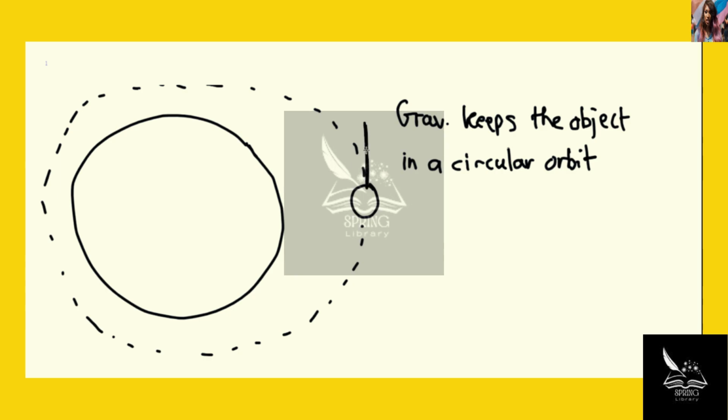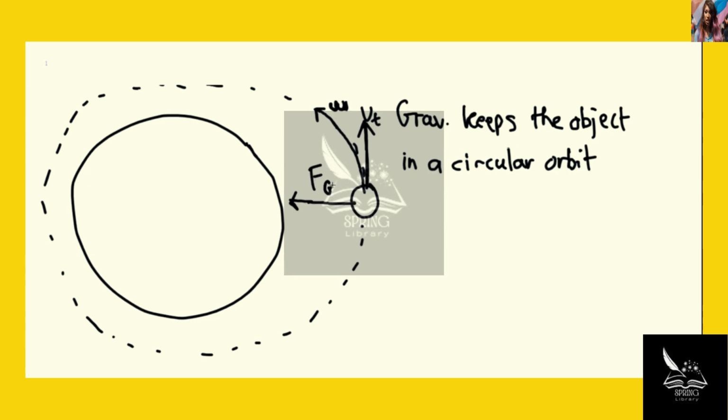We know that the velocity is always tangential to the trajectory of the orbit. So this would be our tangential velocity. Now we have an angular velocity, lowercase omega, and that is actually describing the speed of the circular motion. However, this would be the force of gravity.